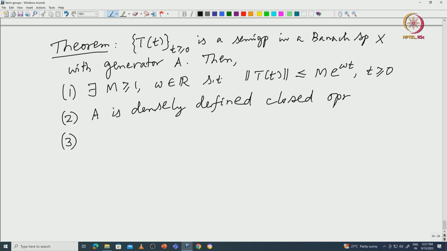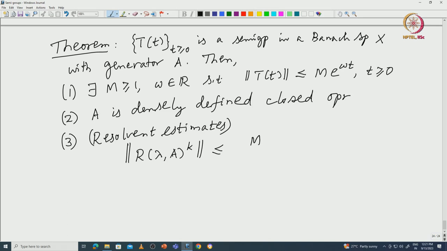And third one, the spectrum of A. So, these are resolvent estimates. So, call it resolvent estimates. R(lambda, A), this is (lambda I minus A) inverse to the power k. These are all bounded linear operators in X. The norm is less than or equal to m by (lambda minus omega) to the power k, for all lambda greater than omega and k equal to 1, 2, etcetera. Okay, and this m and omega come from the estimate of the semigroup.